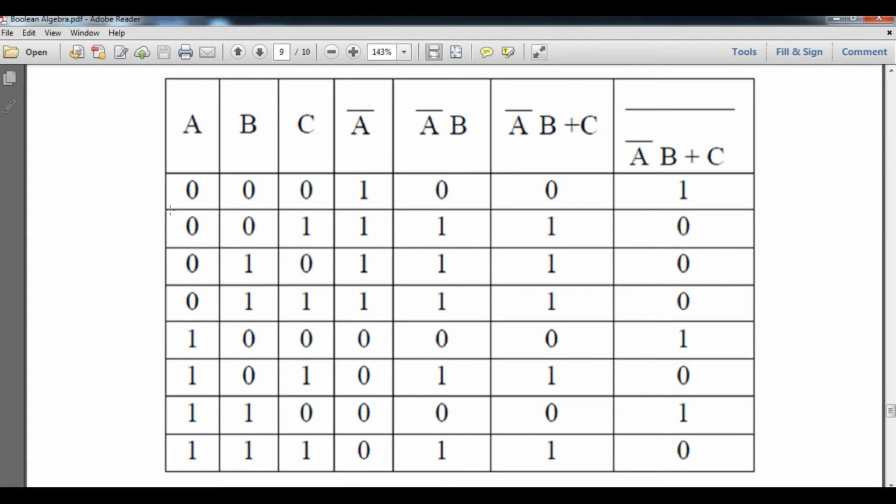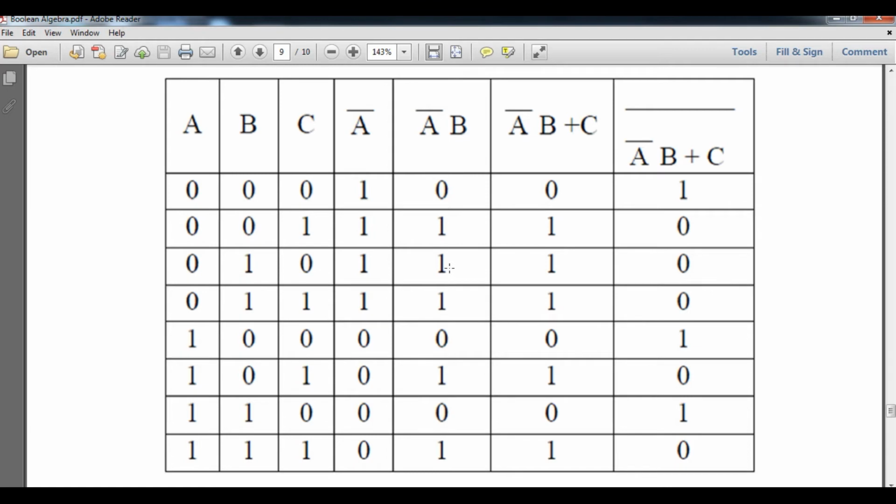So here for A bar, we directly convert A to A bar. If A is 0, A bar is 1, and in the same way 1 1 1 1 0 0 0 0. Then here A bar dot B, that is, we multiply A bar with B. So 1 into 0 will be 0, 1 into 0 will again be 0, here it will be 1, and in the same way you can see A bar dot B is calculated like this.